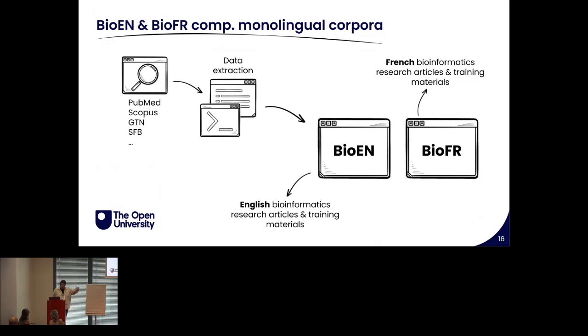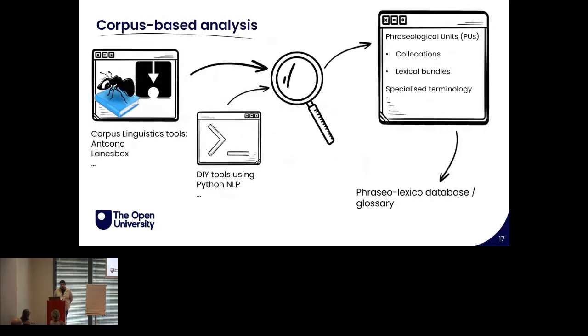So using a similar data extraction automation, and then compiling both BioEN, the monolingual corpus in English containing bioinformatics research articles and training materials, and then the BioFR, which is the French bioinformatics research articles and training material corpus. And then once I have all of these lovely corpora compiled, and hopefully very large, this is when I will be performing a corpus-based analysis.